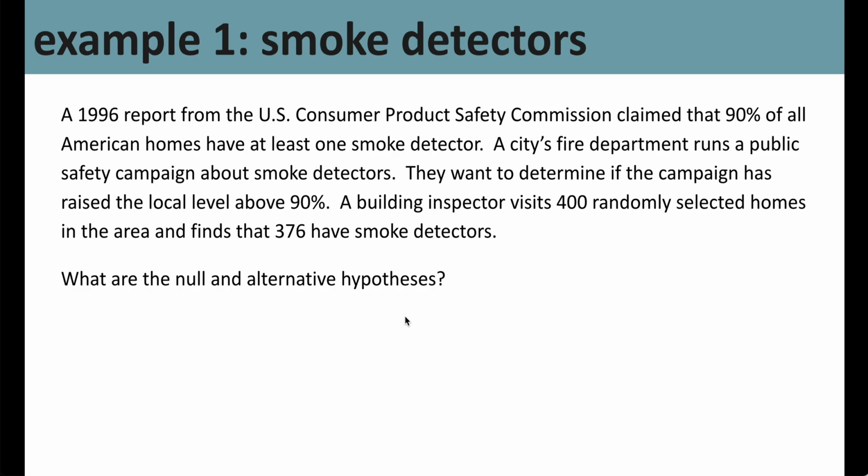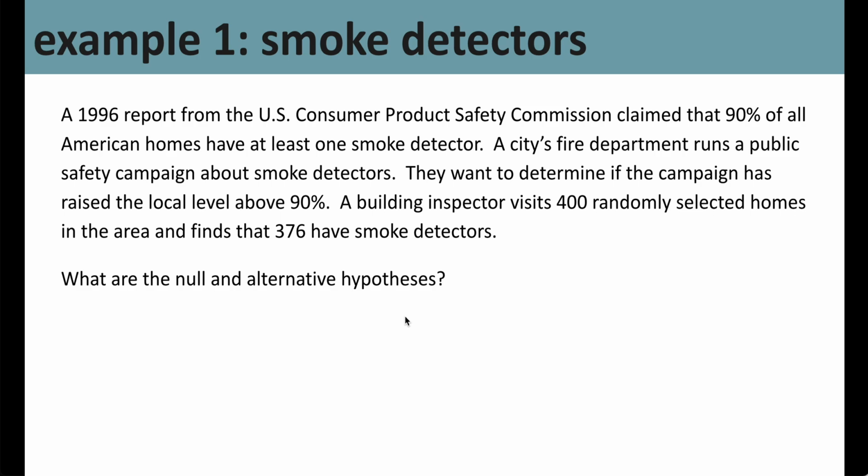So we know it's true for the sample. And sure, we could find a proportion, 376 divided by 400, and see if that proportion is greater than 90%. But remember, our goal is not to see what's true about just a sample. We're trying to estimate what's true about a population. So the question is, does this one sample proportion give us evidence that for the entire city, the proportion of homes with smoke detectors is above 90%? We're never just looking for what's true about a sample. We're trying to decide what's true for a population.